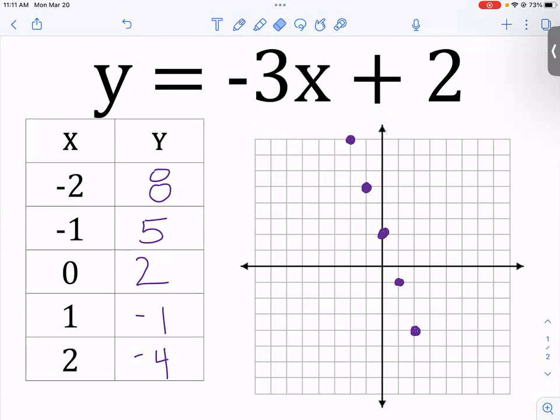Okay, now here's the fun part. I really like that some of you just connected the dots. But guess what? That line keeps on going. So I want you to extend the line and draw arrows, because we could keep plugging in different numbers for x, and we could keep making point after point after point. Now, that would be unnecessary because we could see what the shape is, okay? See what I'm saying there?